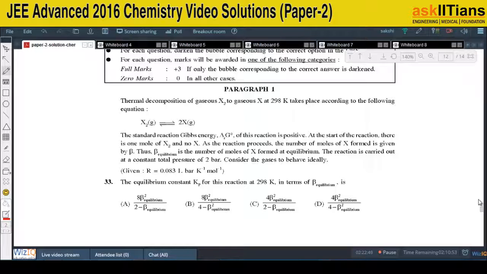So the reaction is carried out at a constant total pressure of 2 bar. Consider the gases to behave ideally. Now you have been given the value of R as 0.083 liters bar per Kelvin per mole, and you have been asked to do the questions. So it's question number 33 now that we have to do.